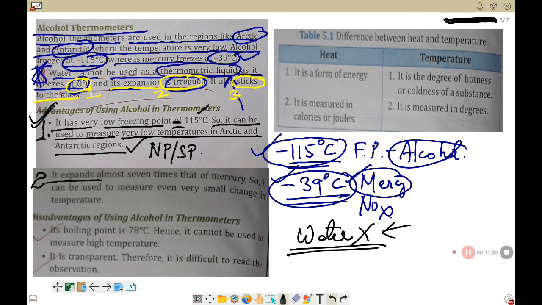Number 2, it expands almost 7 times more than that of mercury. So it expands about 7 times more than mercury.